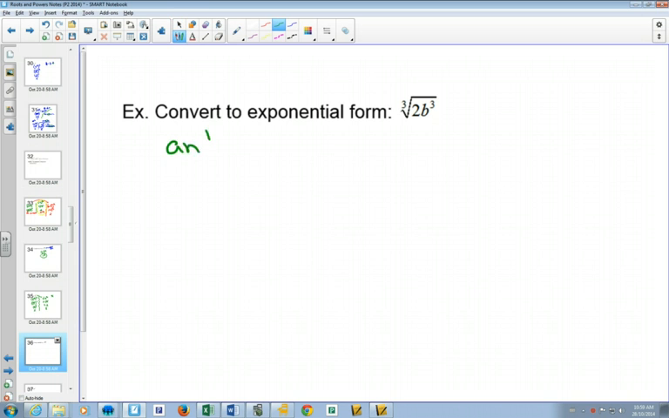Add here to this one and simplify. So we want exponential form and simplify.